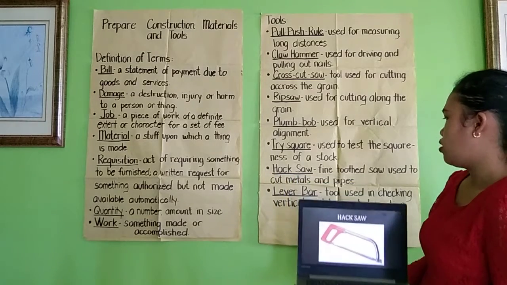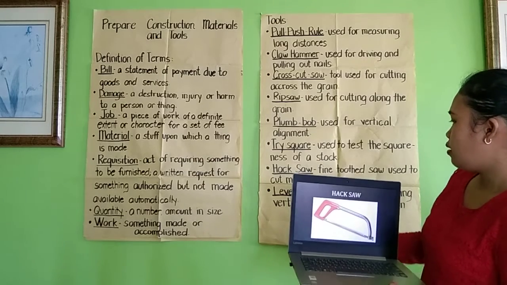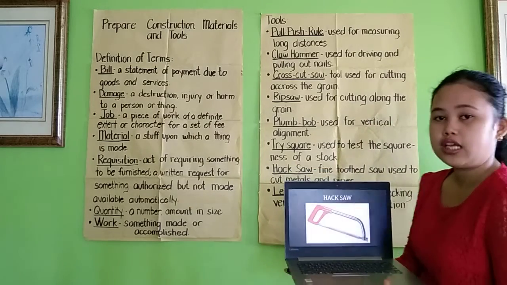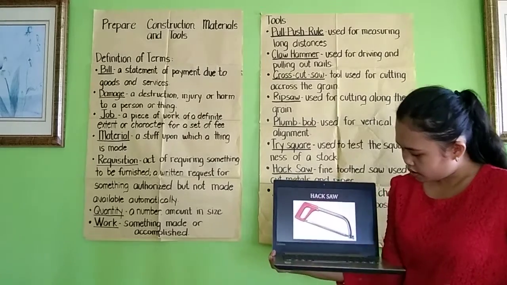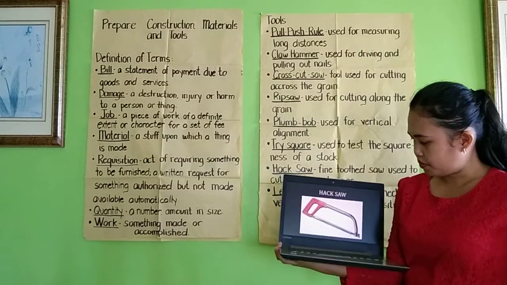Next is hacksaw, a fine tooth saw used to cut metals and pipes. So hacksaw is different from rip saw and crosscut saw. Hacksaw is only used for metals. So this is what a hacksaw looks like. The parts of it come with metals.